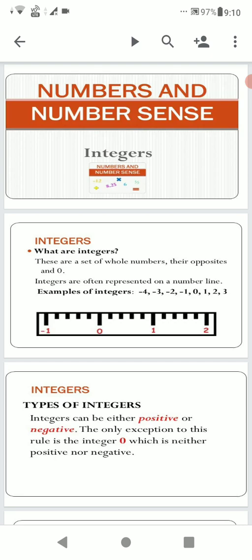When a whole number is subtracted from an equal whole number, we get 0. Suppose I am subtracting 4 from 4. So 4 minus 4 will give 0. So we will get 0. If a whole number is subtracted from a smaller whole number, then we get a number which is less than 0.